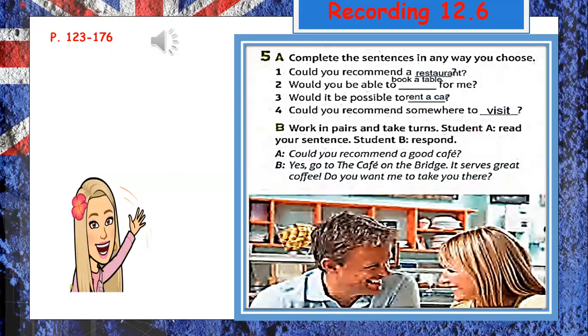Now in this part, in exercise B, you need to read your sentences and practice exercises A and B. Could you recommend a good cafe? Yes, go to the cafe on the bridge. It serves great coffee. Do you want me to take you there?